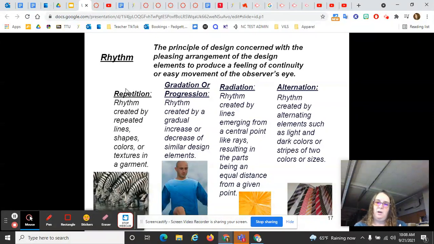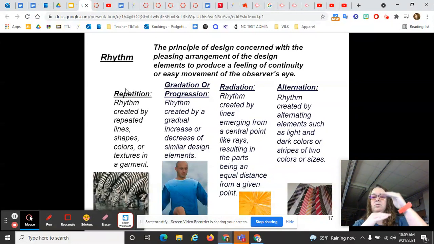And then alternation. Sorry, words aren't working right now. You are alternating between colors. It could be between lines. So you might have, like for the example in these ties, a thick black, thin white, thick black, or in the one where you have a thick red, a thin white, a thinner red. You're alternating between light and dark colors and stripes.